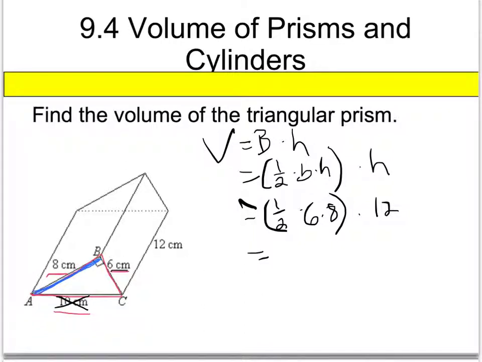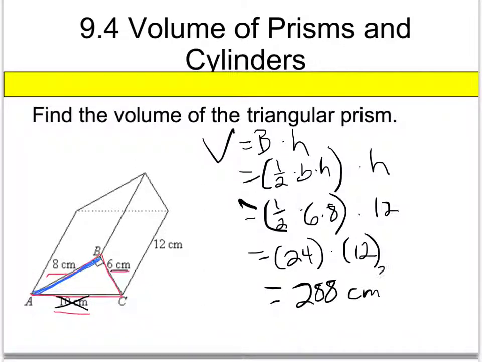When we multiply half times 6 times 8, well, 6 times 8 is 48. Then you take half of 48 and you get 24. And we need to still multiply that by 12. So on your calculator, type in 24 times 12, and you will get the answer every single time of 288 centimeters cubed. Again, centimeters cubed.